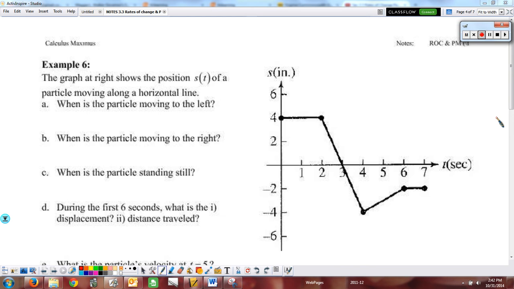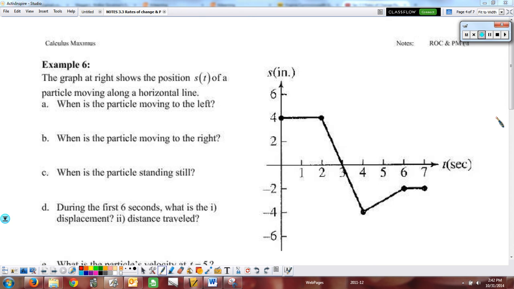Alright, so now that we've got the idea of what we mean when we talk about particle motion, how do we interpret rates of change, and we looked at an example last time of an algebraic representation of a particle motion problem. Now we're going to look at an example from a graphical perspective, where you're given a graph that you're going to use to answer the questions given in this problem.